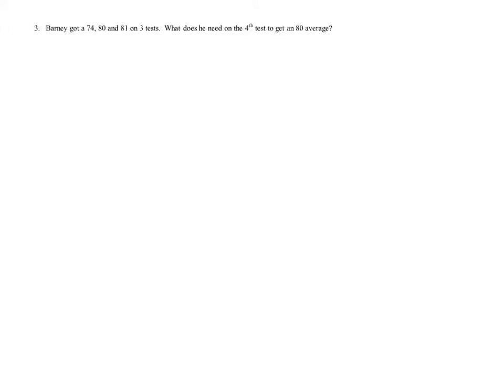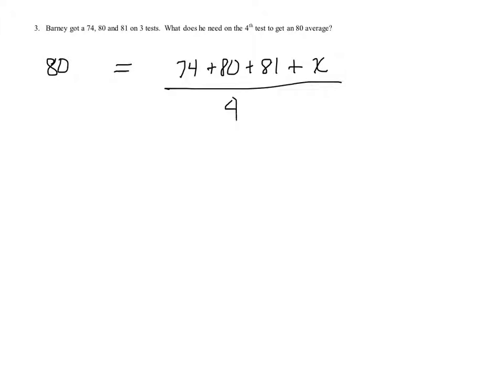Next slide. Now this is a little bit of application of average. Barney got 74, 80, and 81 on 3 tests. What does he need to get on the 4th test to make his average 80? To get an average, I'm going to add up all these values and divide by 4. And I want that average to be equal to 80.